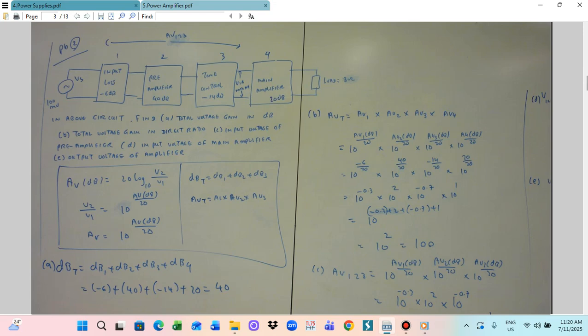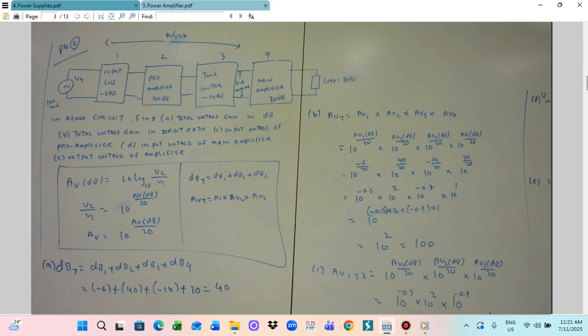So we substitute here. AV1 is 10 power AV1 dB by 20, multiply 10 power AV2 dB by 20, multiply 10 power AV3 dB by 20, multiply 10 power AV4 dB by 20. AV1 is minus 6 dB, so 10 power minus 6 by 20, multiply 10 power 40 by 20, multiply 10 power minus 14 by 20, multiply 10 power 20 by 20.